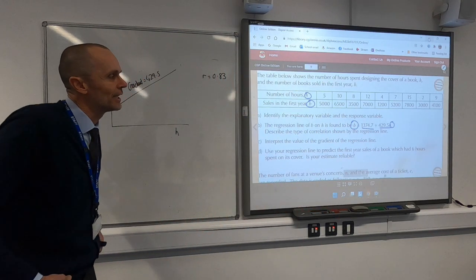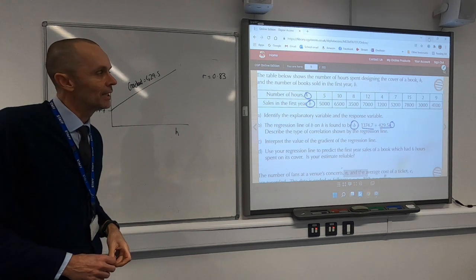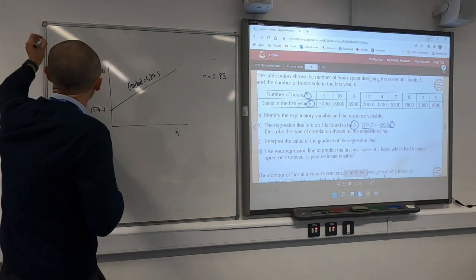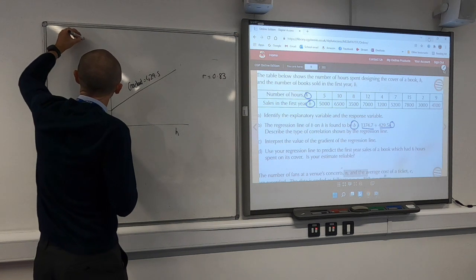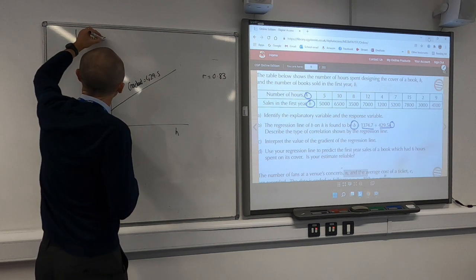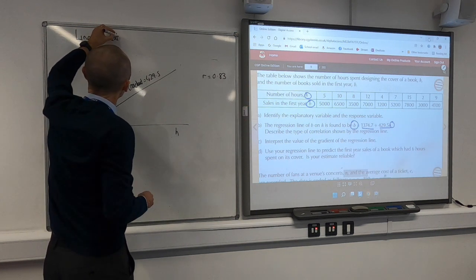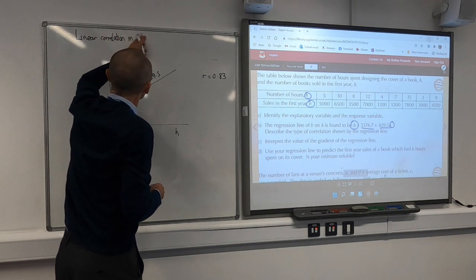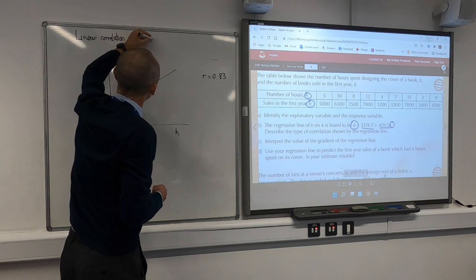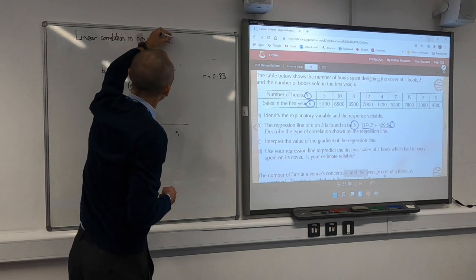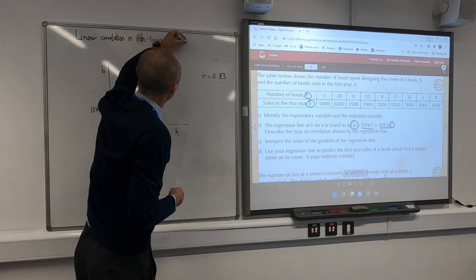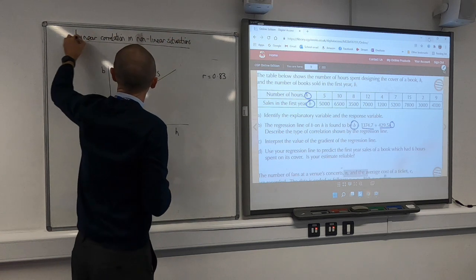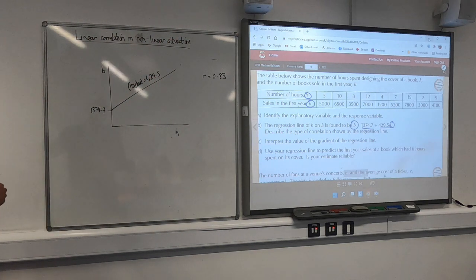Can we still use correlation in situations like that? Well, we can. So we're going to talk about linear correlation, which is what this is, straight line correlation, in non-linear situations. It just sounds very contradictory. Absolutely, isn't it? It's quite neat.